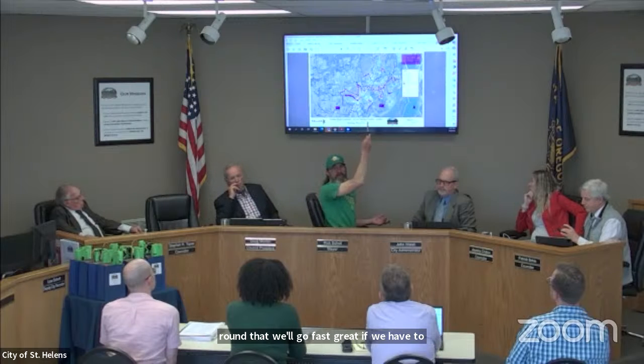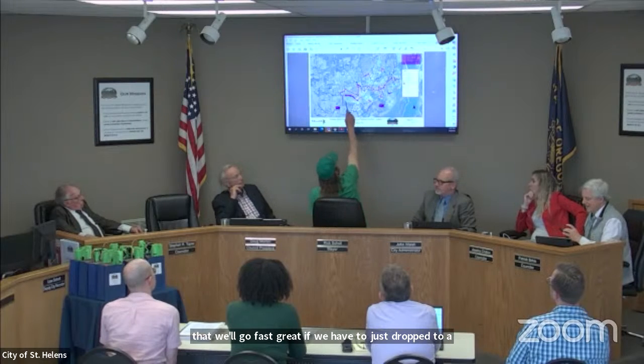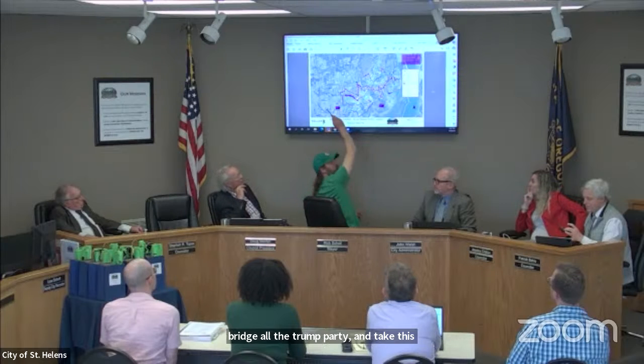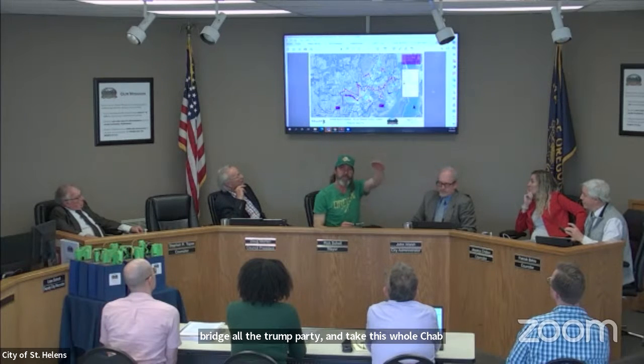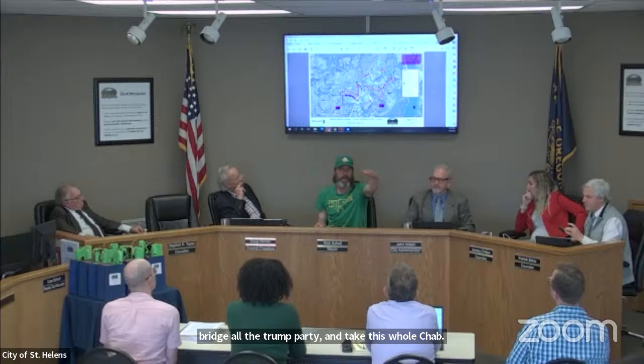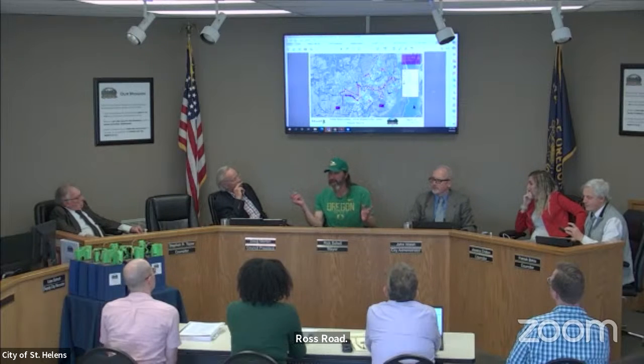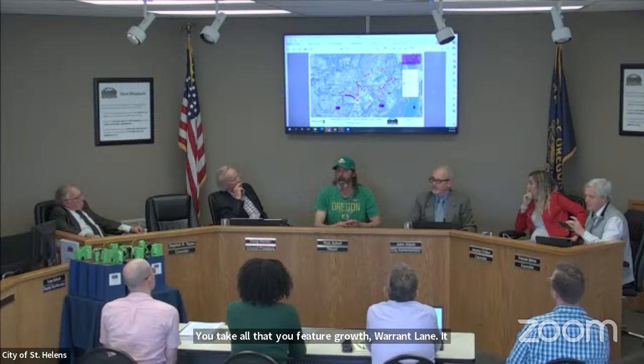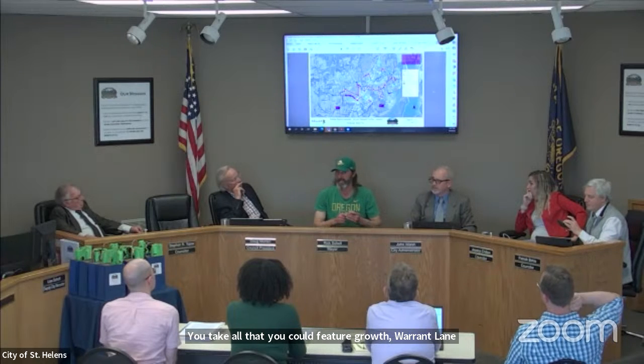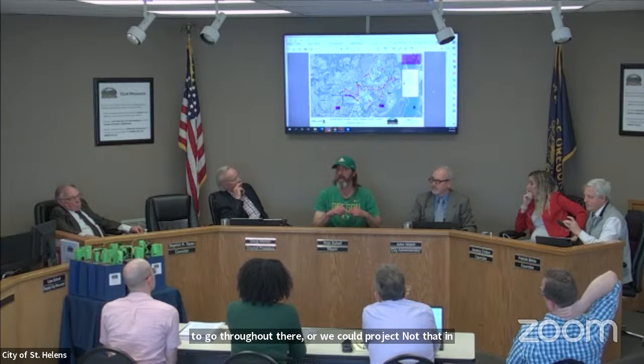Just strap it to a bridge, put a whole new trunk line and take this whole Chad Davis development, which is up there above the church on Ross Road. And take all that, you could future growth, Morton Lane, it goes clear out to there, where we could project that into SDCs.